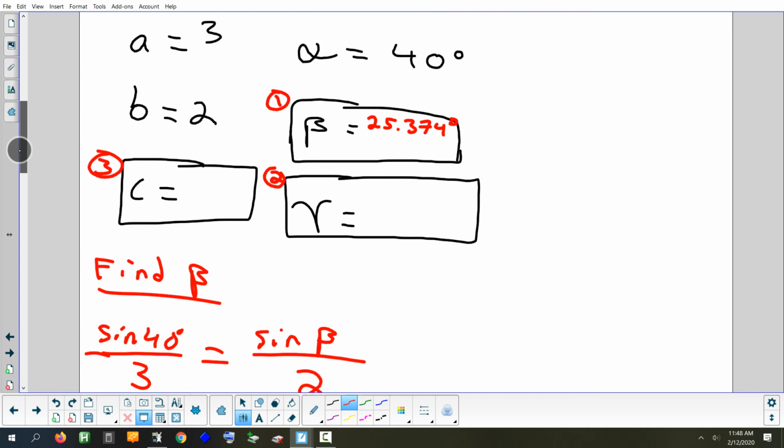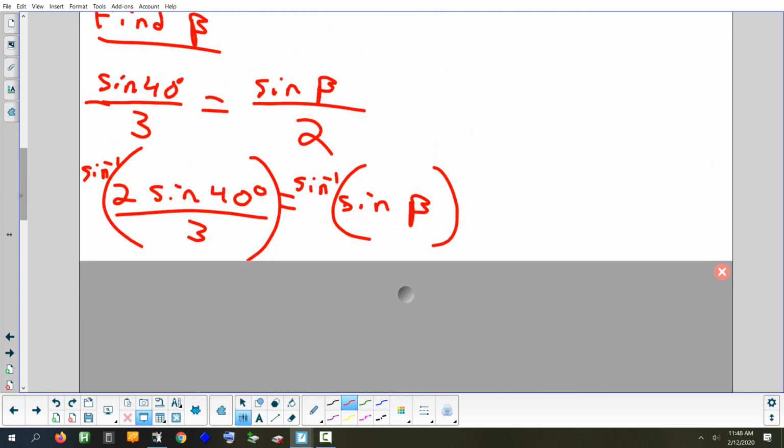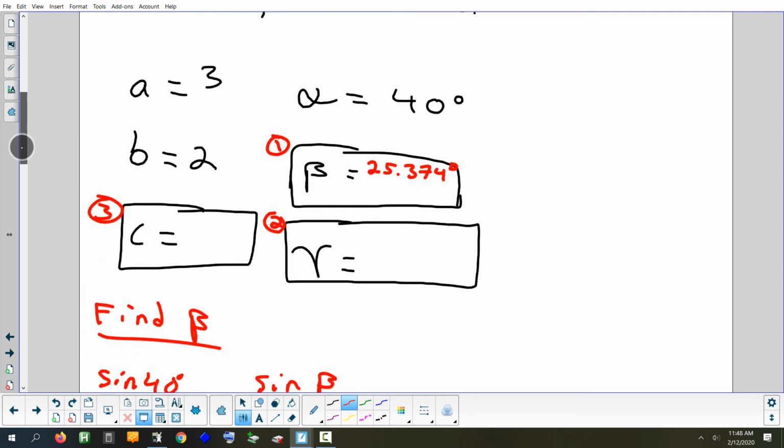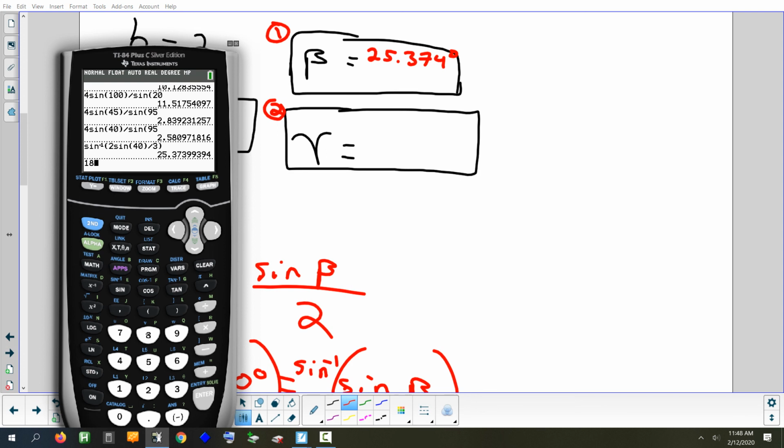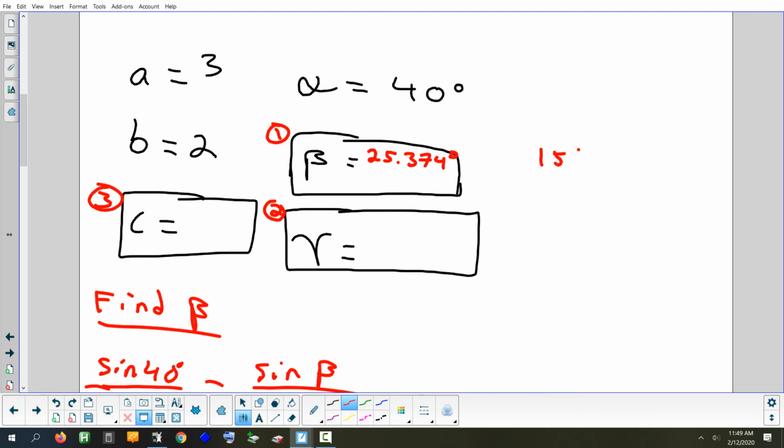So, we're looking for where sine equals a positive number. 2 times the sine of 40 divided by 3. That was a positive number. What other quadrant is sine positive? 2. So what do you do with your angle to get an answer in quadrant 2? Subtract it from 180. 180 minus 25.374. So if there's a second answer, that's what it would be. 154.626.